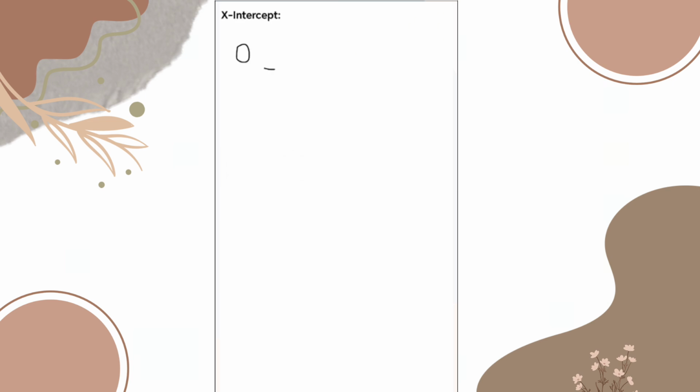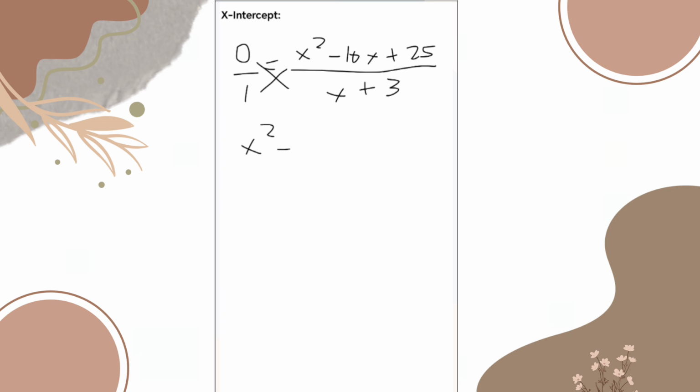So to solve for x-intercept, we let y equal to 0. So 0 equals x squared minus 10x plus 25 over x plus 3. Then we cross multiply and our answer will be x squared minus 10x plus 25 is equal to 0.